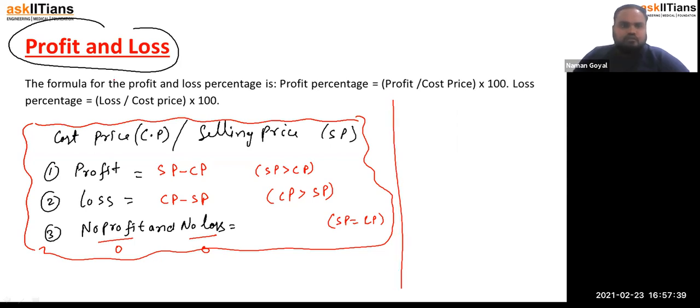Now see, what is the question asking? How much percent loss do we face? How much percent of profit? Profit percent or loss percent. See, if you are talking about profit, loss percent, or profit percent, all the things are going to be found with respect to CP only.